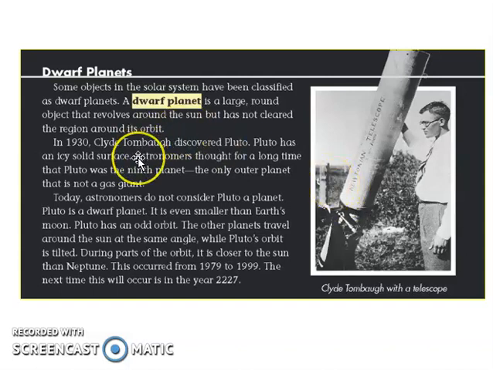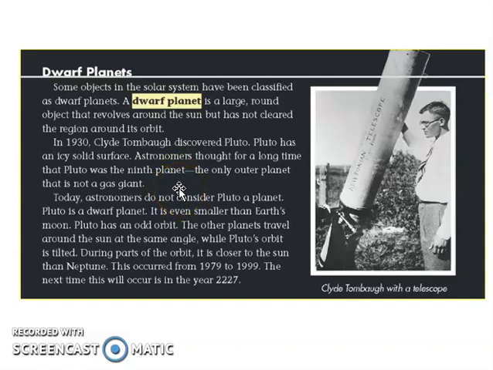Pluto has an icy solid surface. So it's a solid planet, just like a rocky planet. Like an inner planet, they're all rock. But Pluto is also solid, like the inner planet. But it's not rock at all. It's a frozen rock. Another here, it says, astronomers thought for a long time that Pluto was the ninth planet.